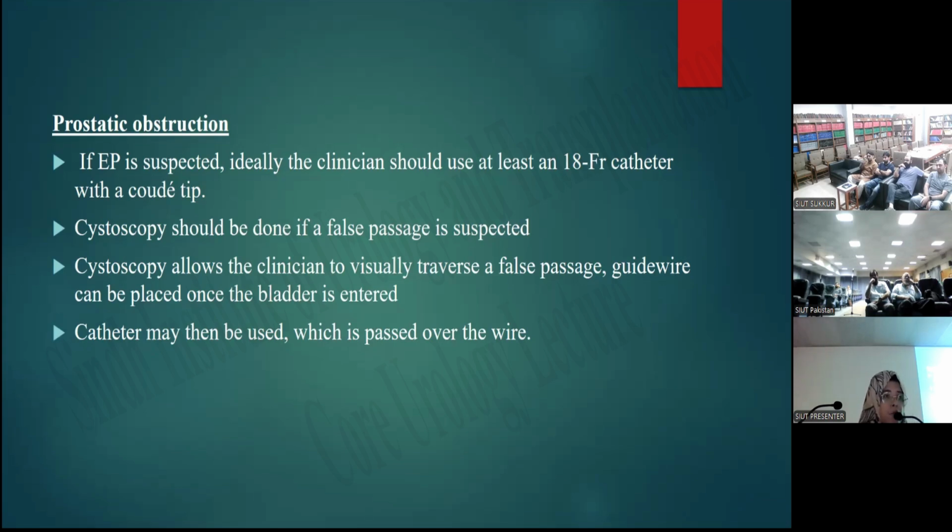If during the catheterization you find hematuria, or blood comes into the catheter, then you should immediately remove the catheter, because there is a suspicion of a false passage. So cystoscopy is done, and this cystoscopy will allow the clinician to traverse the false passage, and the guide wire can then be placed into the bladder, and the catheter will then be placed over the guide wire.